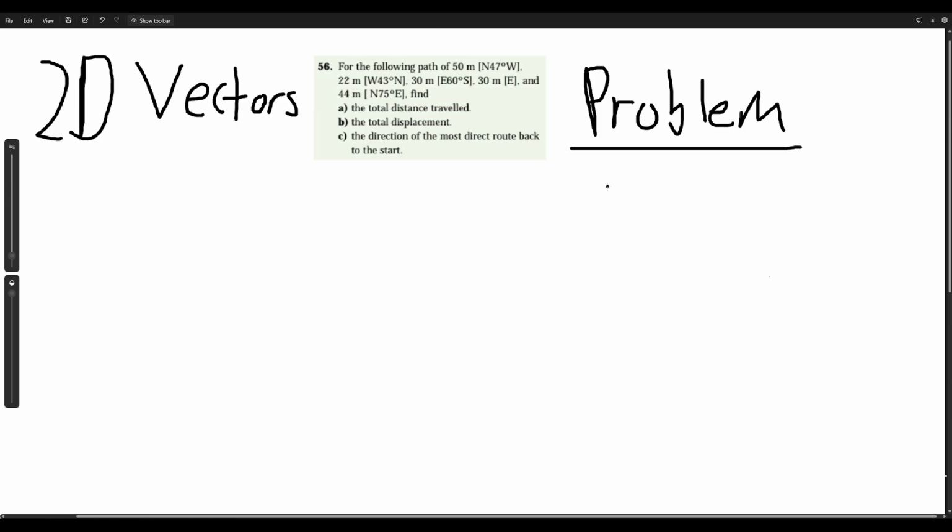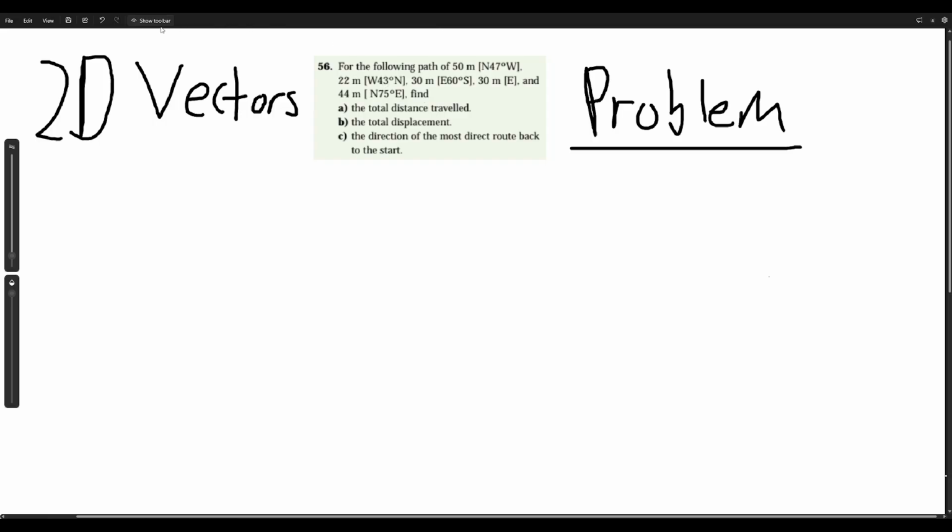Okay, so today I want to talk about a 2D vectors problem, and in this case it has given us multiple displacements that we have to all add up to find the total displacement from the starting point, as well as the total distance traveled and the direction of the most direct route back to the start.